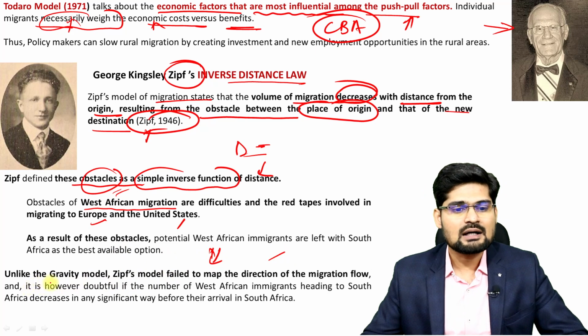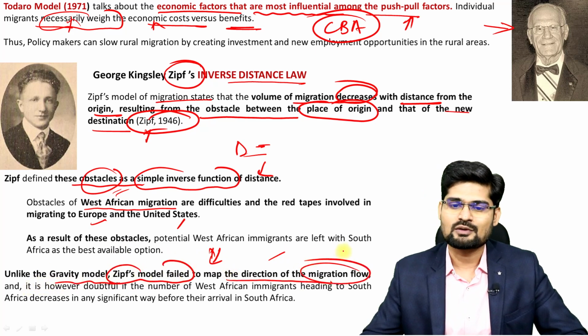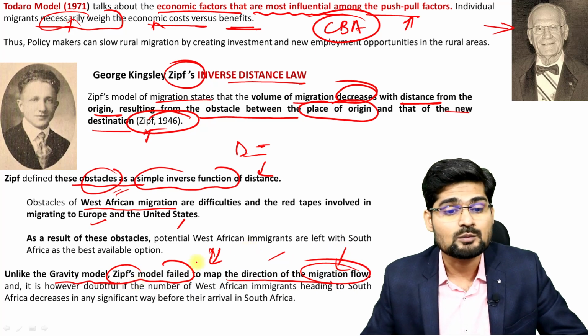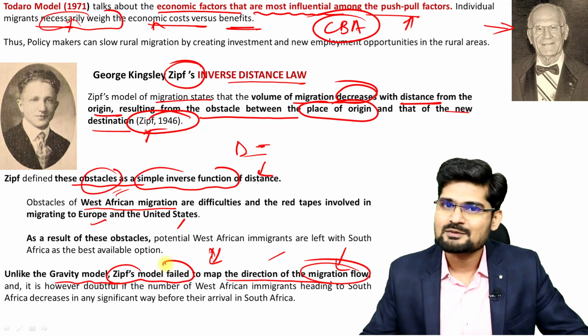Right? And also, unlike the gravity model, Zipf's model failed to map the direction of migration flow. It did not say which direction they would move, and further analysis was not given. So this is also one of the criticisms of Zipf's model.